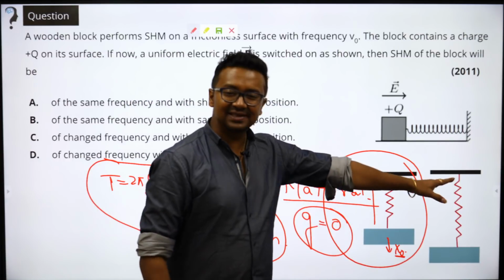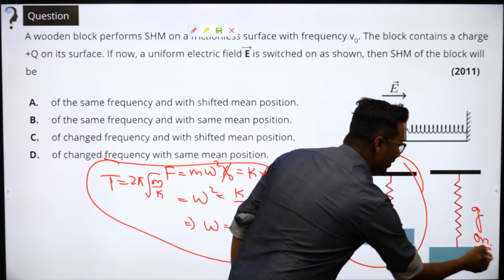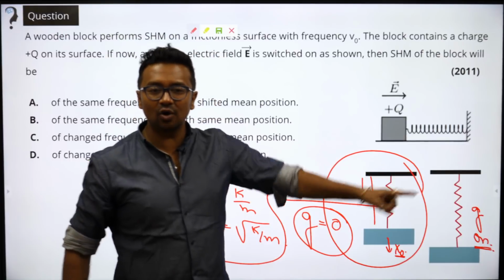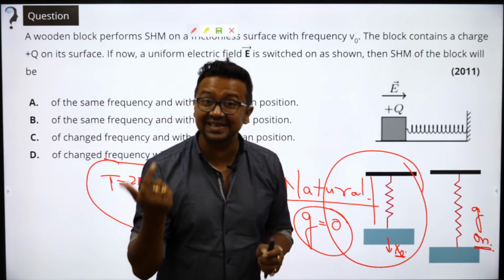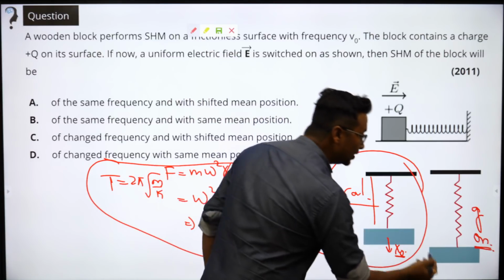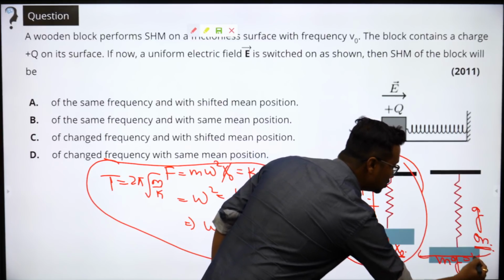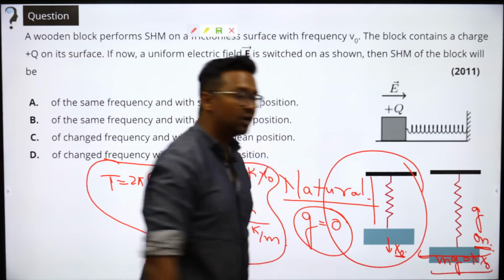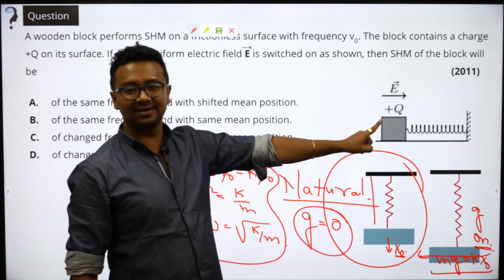Second case, gravity on. Students, when the gravity is on, tell me quickly, does the time period change? Time period remains the same, 2 pi root over m by k. It does not change. And what about the mean position? Mean position has changed. Wherever mg becomes equal to k x naught, that is going to be your new mean position.